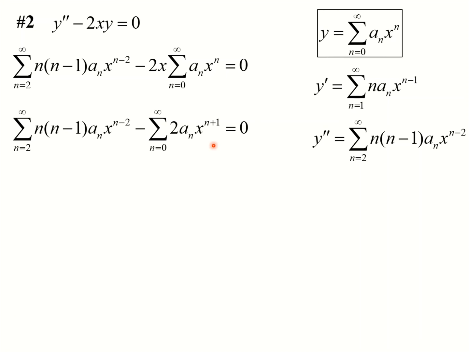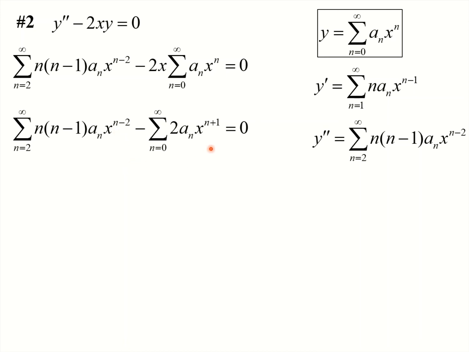So we might try to remember, what did I do in the other problem? I wanted to change those so they say x to the n. So this one needs some re-indexing. I'm going to replace all the n's in this expression, including the summation, with n plus 2's, because that exponent will give me an x to the n then.